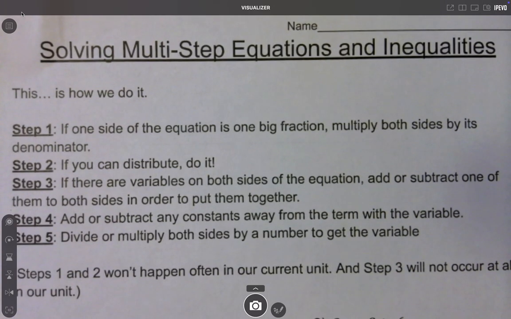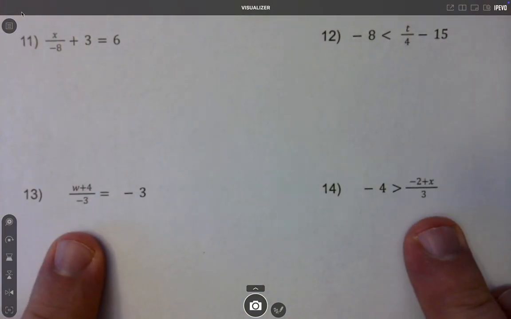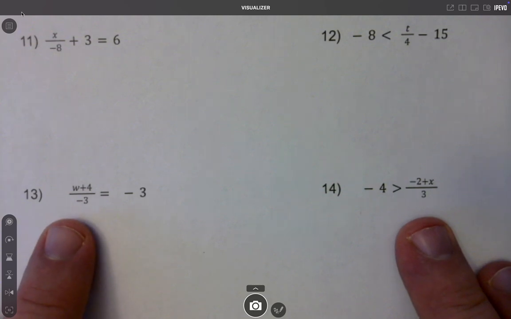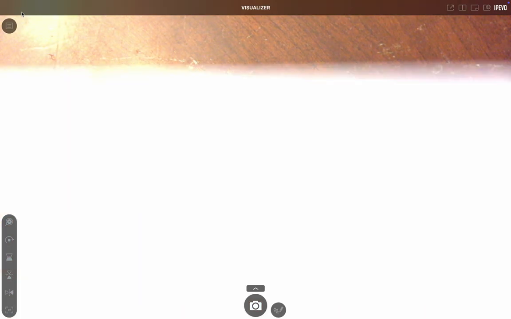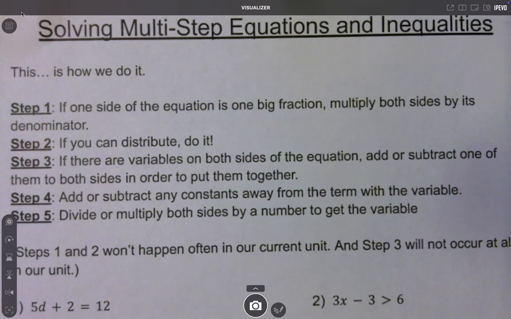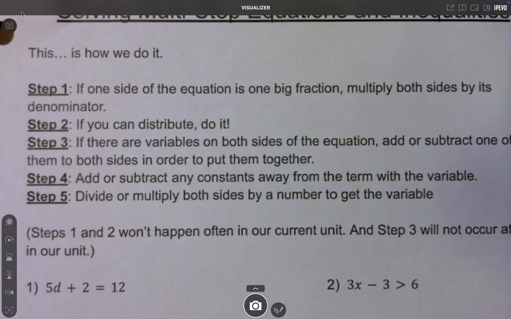So if one side of the equation is one big fraction, so I don't think there's an example on here like that. Oh, there is. Here you go. 13 and 14 are what I'm referring to there. So if one side of the equation, or the inequality, is one big fraction, then the first step is to multiply both sides by its denominator. And I'll show you that once we get to those, but just wanting to talk you through the steps right now. If you can distribute, do it.